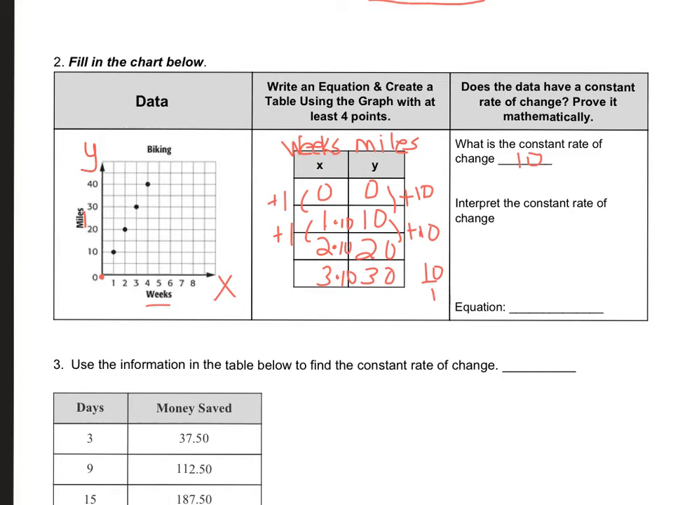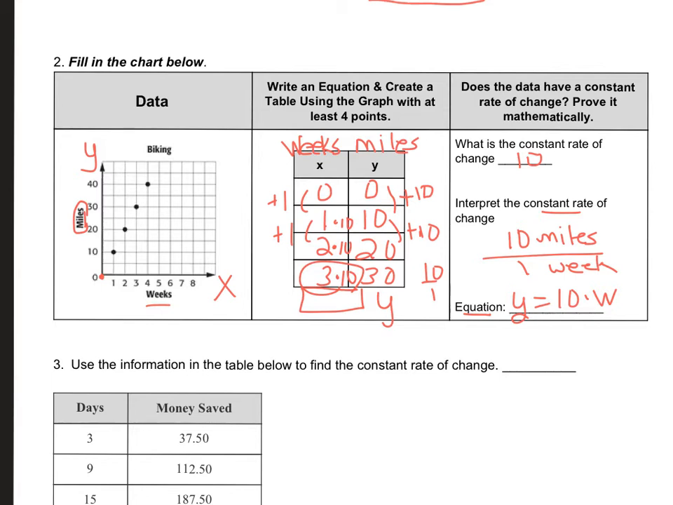And what does this constant rate of change mean? If I look at that constant rate, use your graph to help you, I am biking 10 miles every 1 week. I need to start doing that, I'm just saying. So what's my equation? In order to calculate the total number of miles, what did I consistently do? I did 10 times the number of weeks, or y equals 10x.